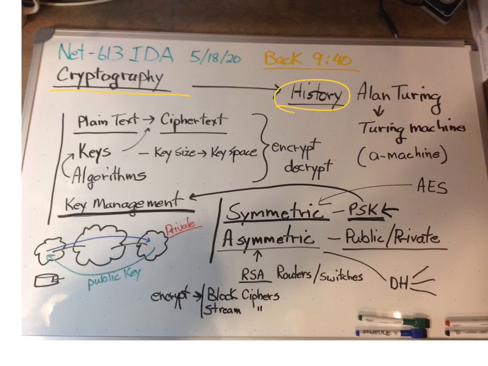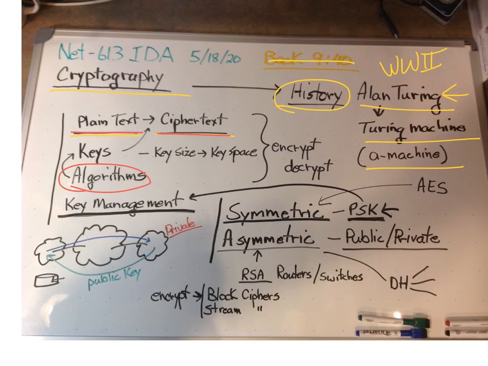Talked a little bit about the history. Students looked up Alan Turing, the Turing machine, the automatic machine, and his influence in World War II. If you didn't look that up or you weren't here for class, that'd be worth 5 or 10 minutes. So we take plain text and convert it into ciphertext. Let me highlight that again. Plain text converted into ciphertext. How do we do that? We can encrypt it, so we can have an algorithm in combination with a key, and those two then can encrypt the information and decrypt it.